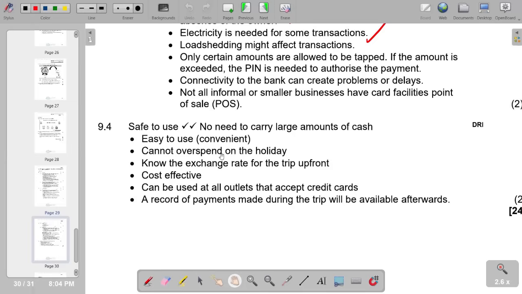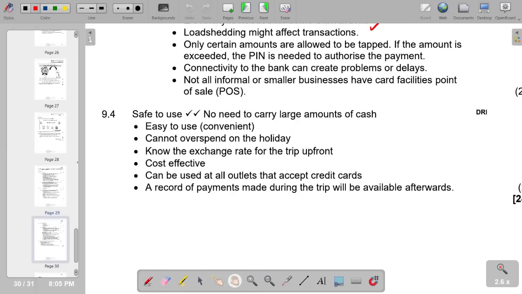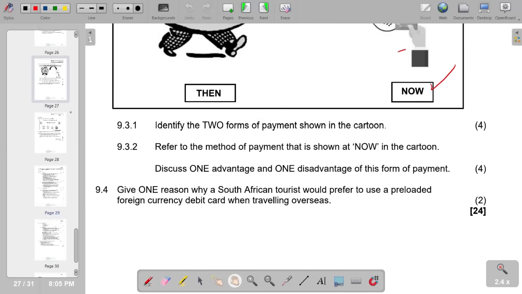You cannot overspend on the holiday. Know the exchange rate for the trip upfront, cost effective, can be used at all outlets that accept credit cards. So those are some of the points that you can include in terms of a preloaded foreign currency debit card. So this is the last part that we have in terms of our question 9.